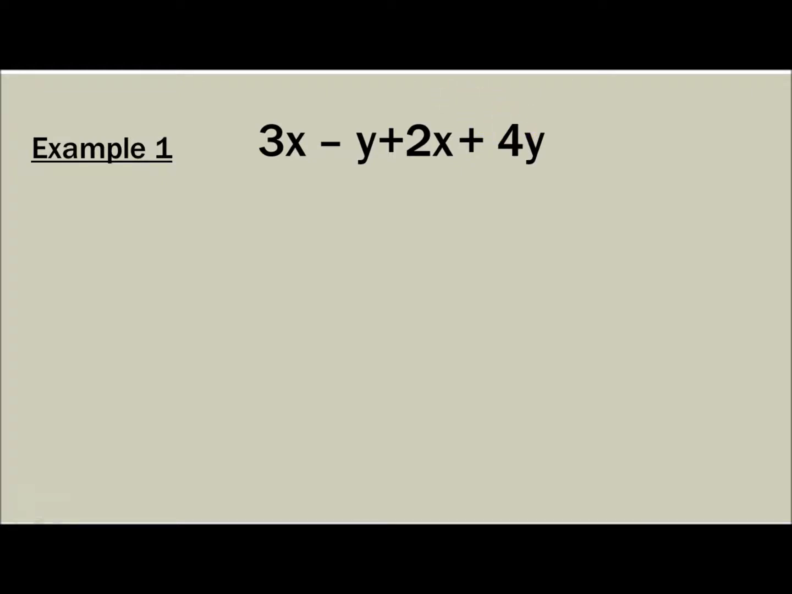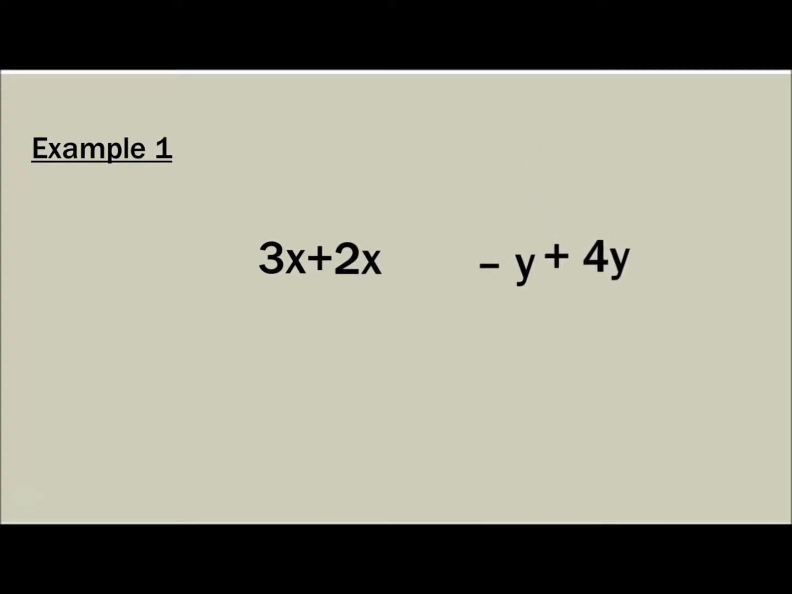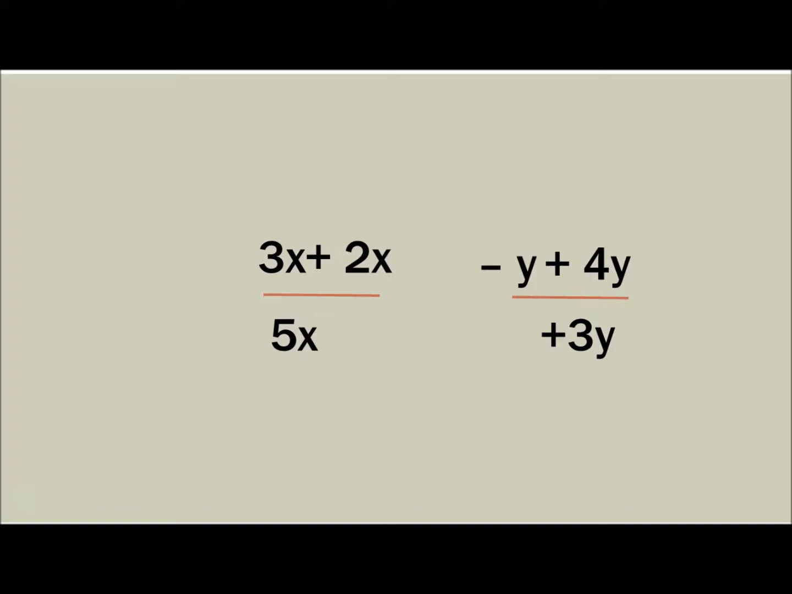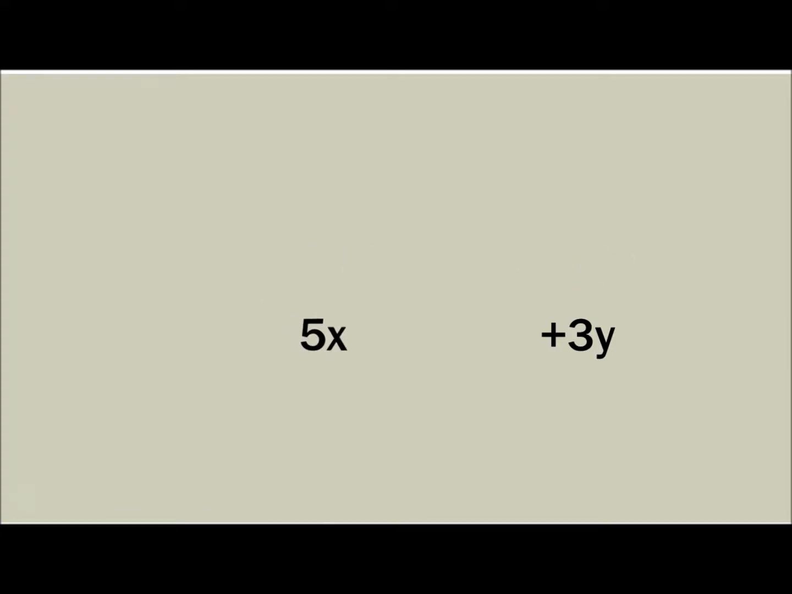So we're going to combine two of the similar terms together. First we have the 3x. We're going to combine it with the positive 2x. The negative y and plus 4y are going to be combined together. If I have 3x plus 2x, that will equal 5x. If I have negative 1y plus 4y, that will equal positive 3y. After we have done that, we just need to put it together, and that will be our final answer, 5x plus 3y.